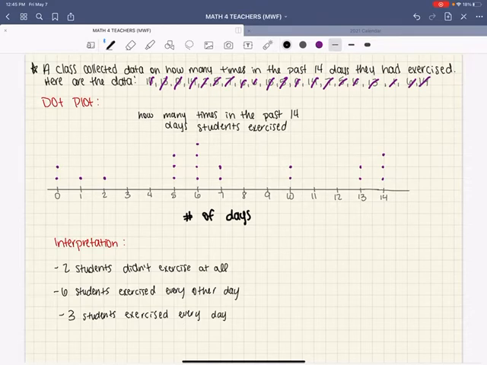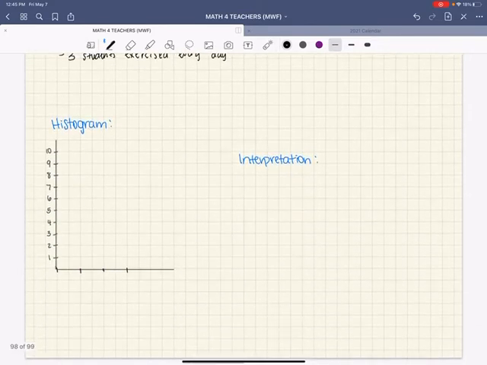And then for the histogram, I'm going to group our data into 0 to 4 days, then 5 to 9, then 10 to 14. And then I'm going to label my x-axis number of days exercised and my y-axis number of people.